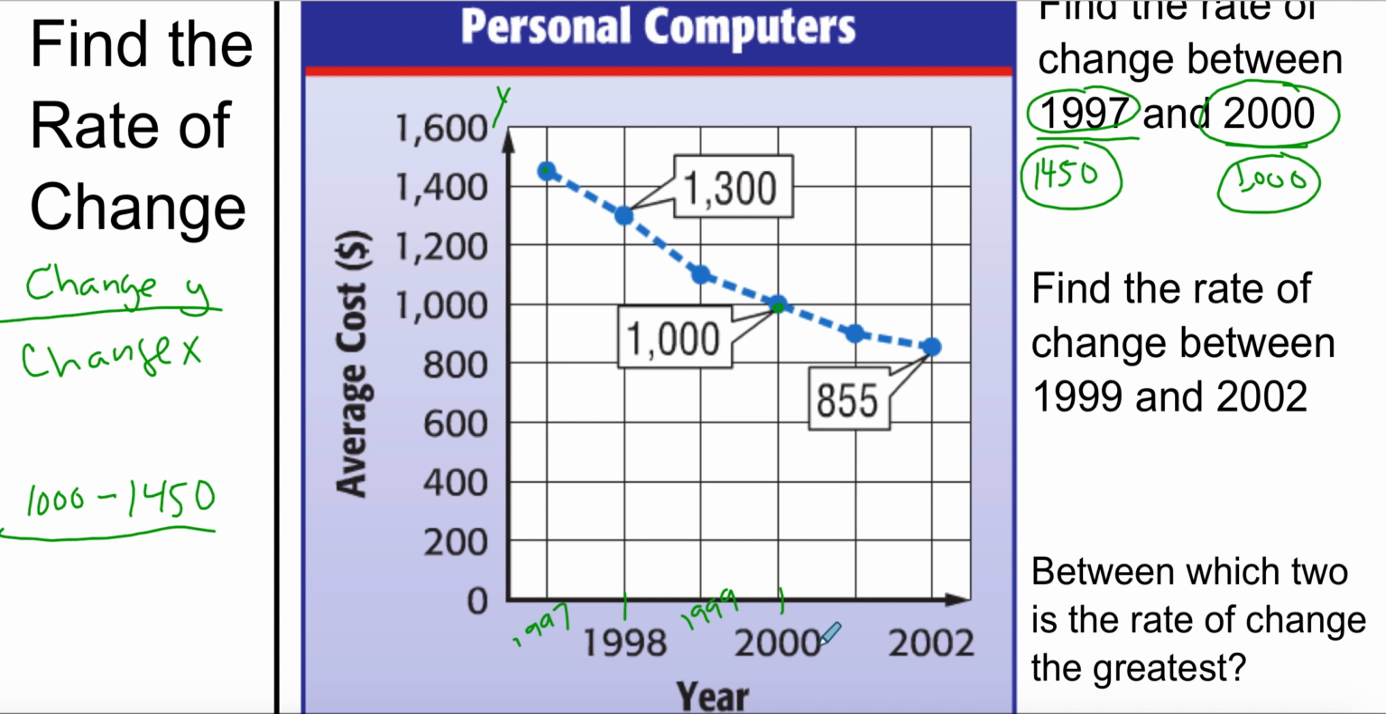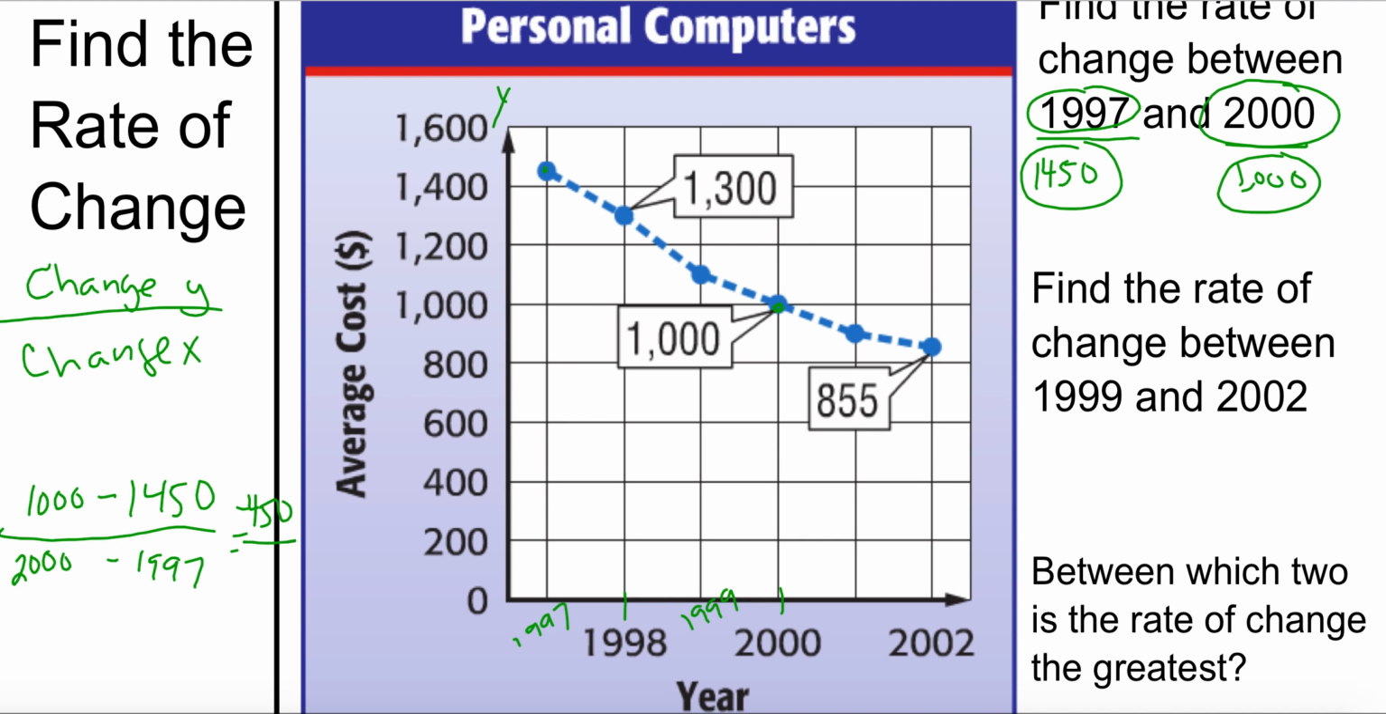Notice here on the x-axis it's the years. And the year 2000 went with the $1,000, so I need to put that here next to the 1,000. And I need to put the 1997 here next to that. When I subtract these, it's going to give me a negative number. It's going to give me negative 450.